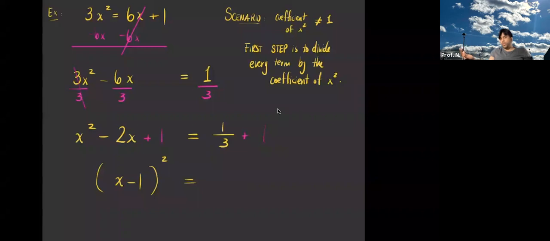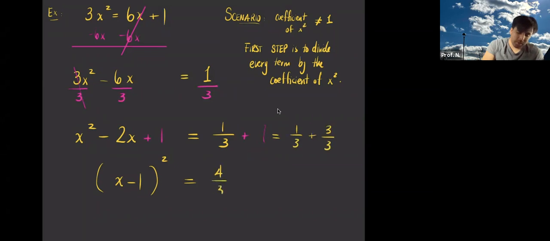And then what's 1/3 plus 1? Well, 1/3 plus 1 becomes 1/3 plus 3/3, and 1 plus 3 is 4. So I got 4/3. So (x minus 1) squared equals 4/3.